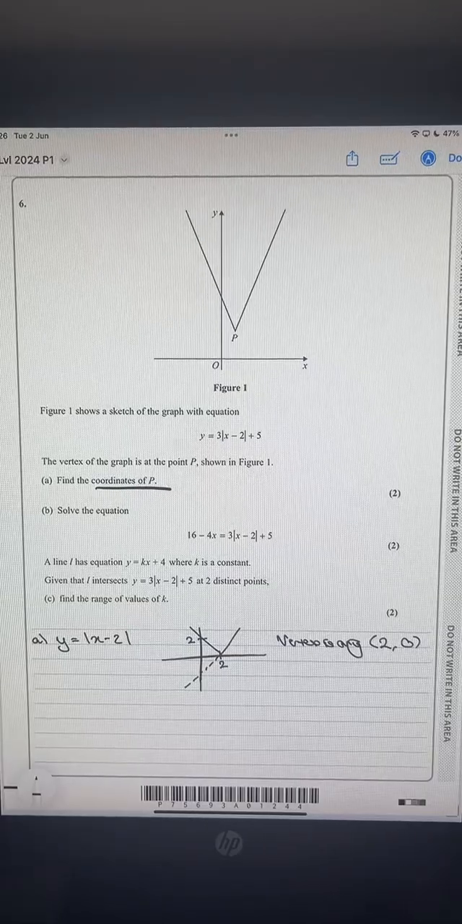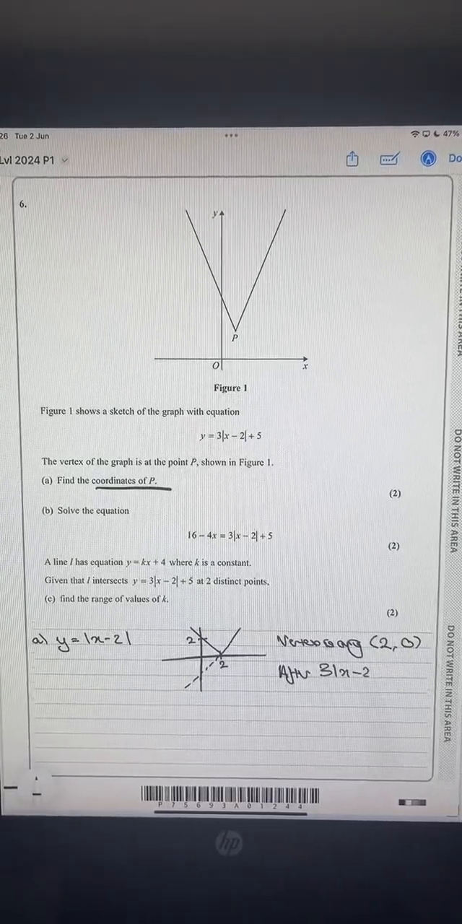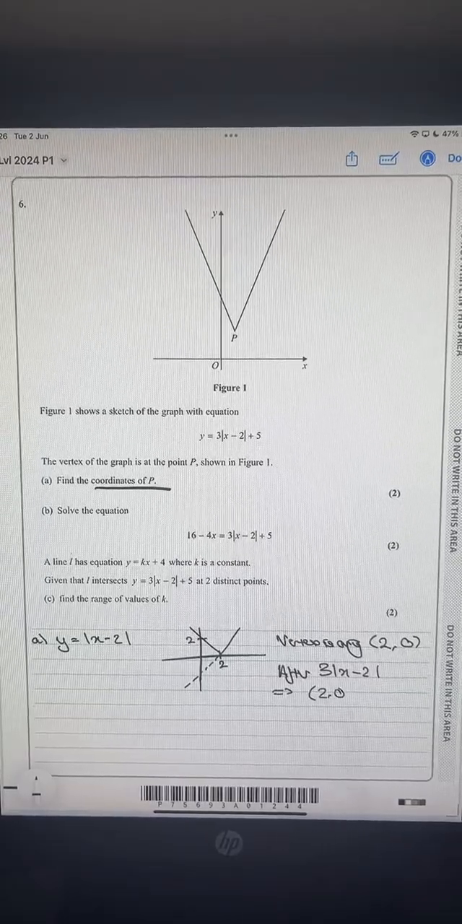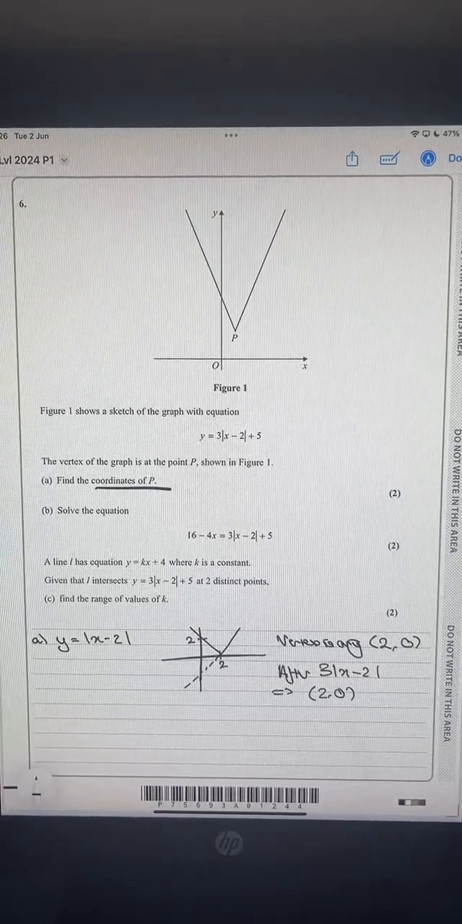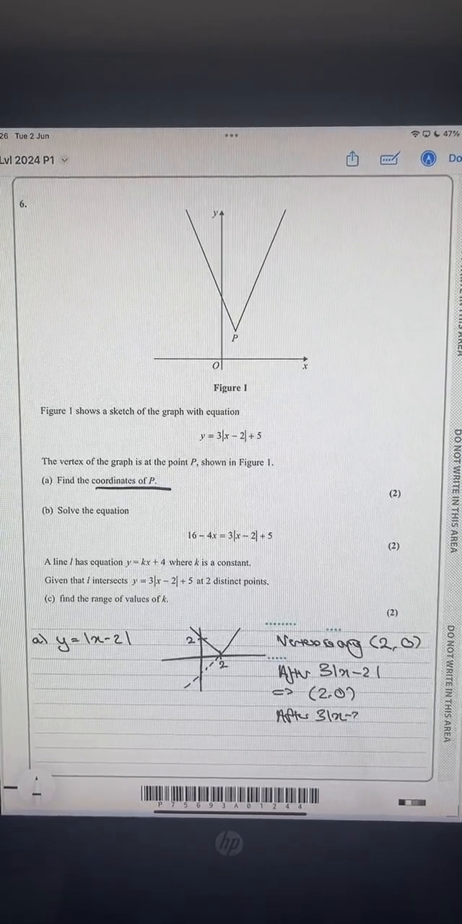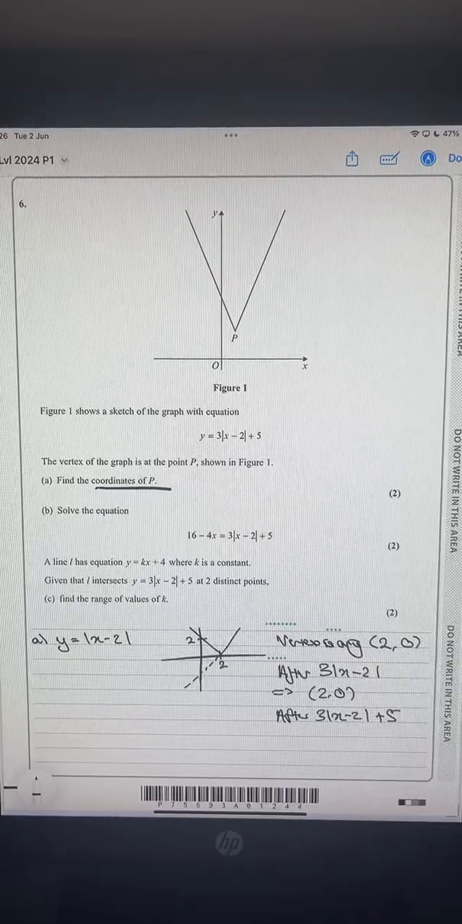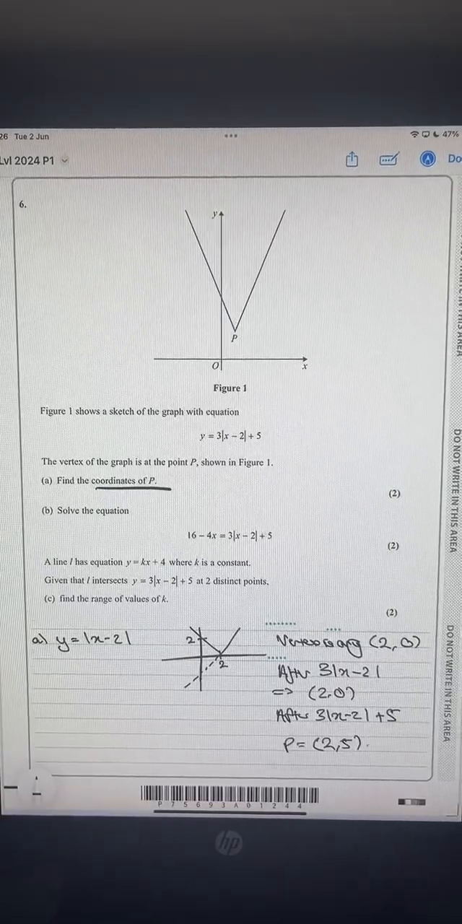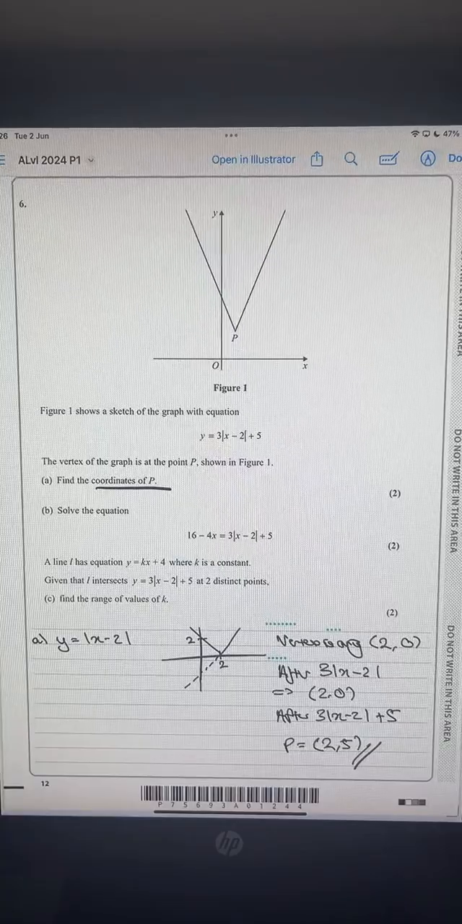So a stretch of this point by 3 is going to keep it at the same point. So after 3 lots of x minus 2, we still have it at (2, 0), because y is equal to 0, and 0 times 3 is 0. Then after 3 of x minus 2, we shift our graph up by 5, so this y value is going to move up by 5, and you get (2, 5). And that is my P value. And that's it. P is (2, 5). Exactly, Wolfie. So hopefully that shows you guys it's not so bad.